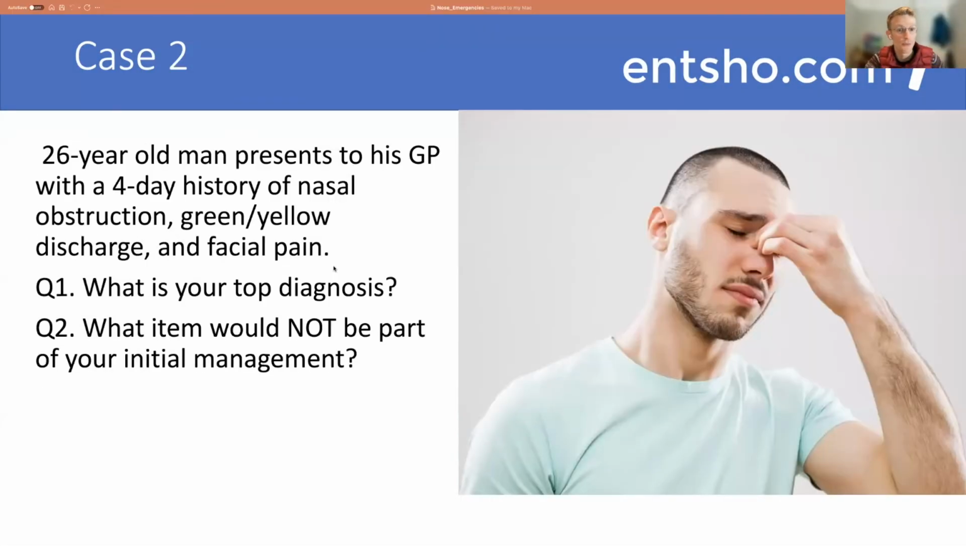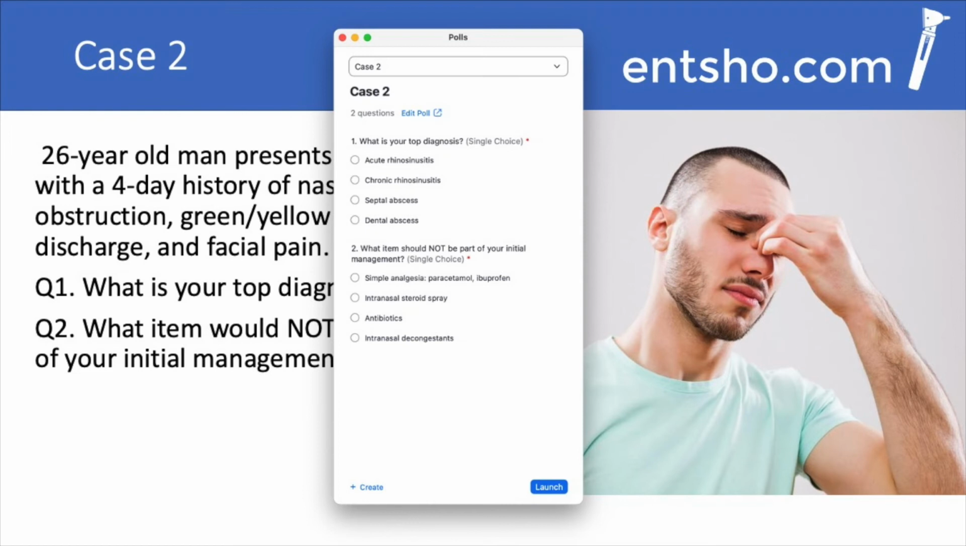So this time we've got a 26-year-old man presenting to his GP with a 4-day history of nasal obstruction, green-yellow discharge, and facial pain. So very, very common for the GPs out there.